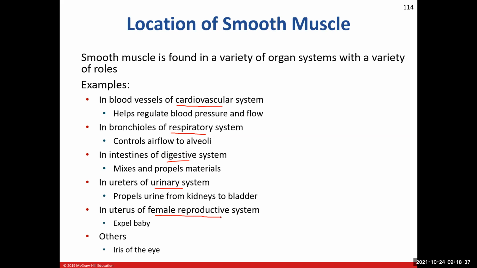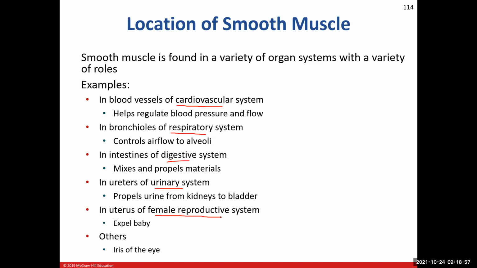Respiratory system, similar type of concept. The breathing airways there can become bigger and smaller. We call that bronchoconstriction, bronchodilation. So that affects the airflow of the air that is leaving your body or entering into and out of your lungs and the alveoli there.